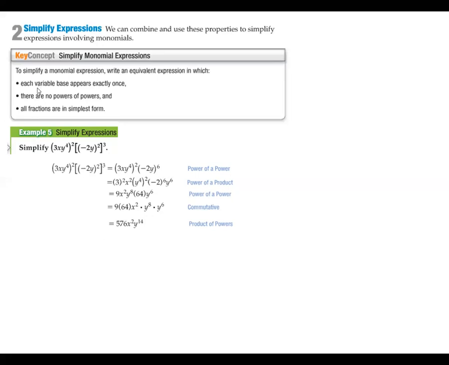Alrighty. So each variable base appears exactly once. X here, y here. There are no powers of a power. I got rid of those up in my work here. And fractions are in simplest form. Well, I have no fractions, but I did multiply the 9 times 64. All right, here's one for you to try. Go ahead and pause the video.